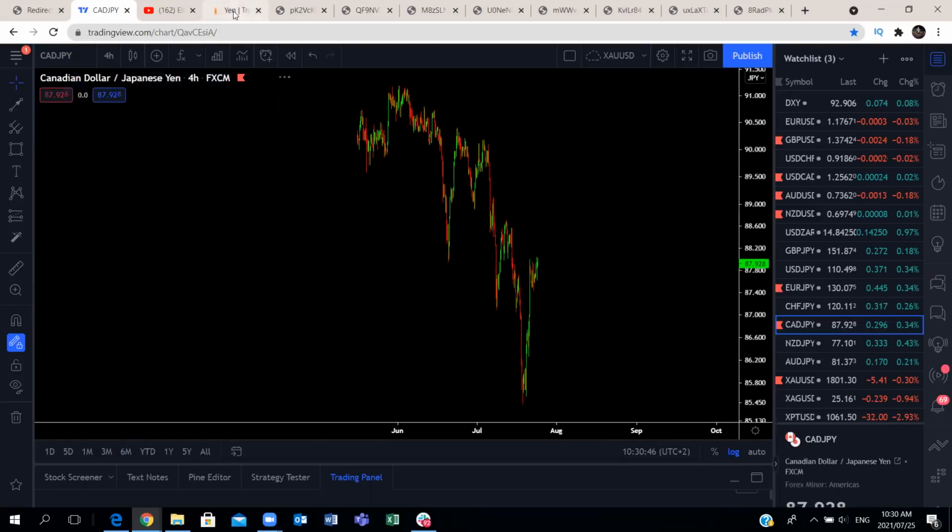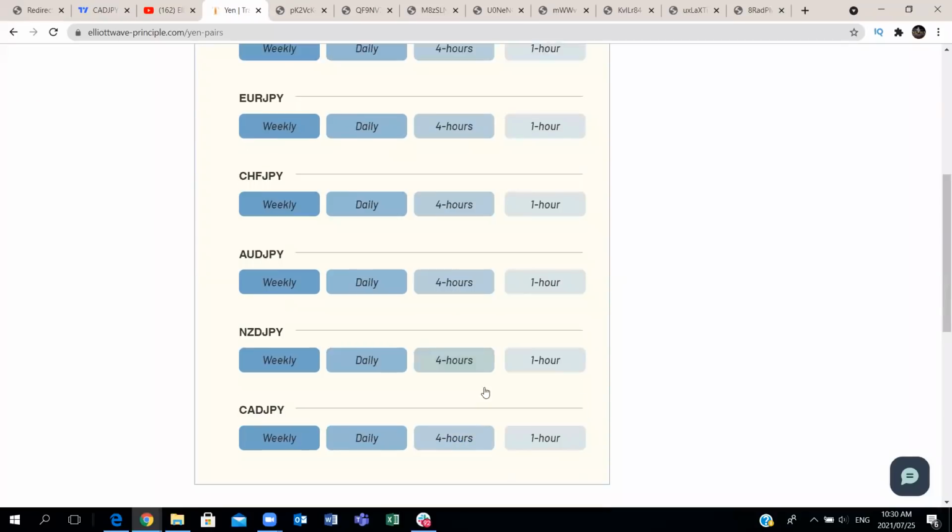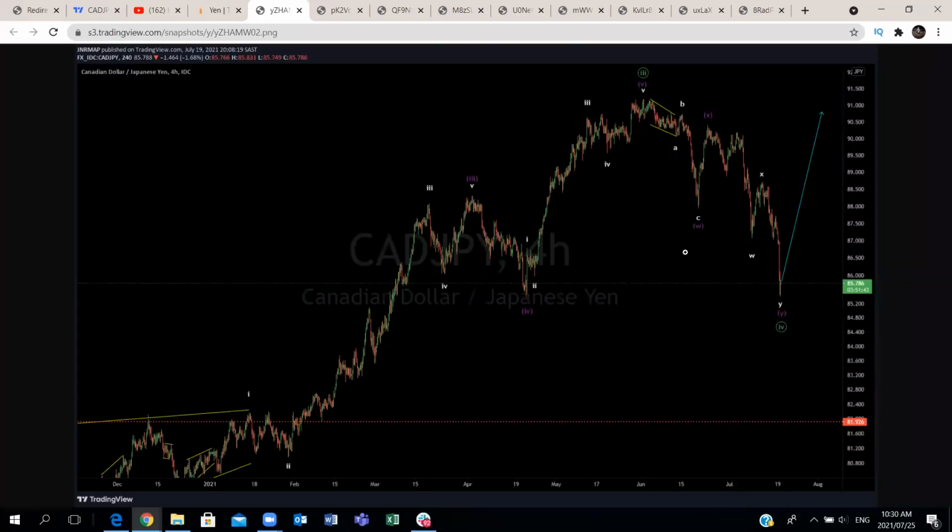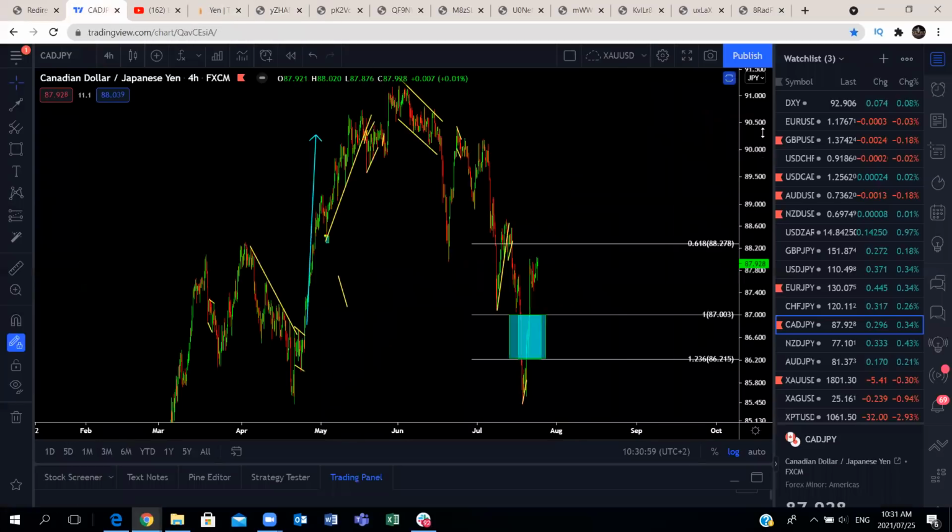CAD yen, you saw this one during trade recap. Let's have a look here on CAD yen. CAD yen right into the blue box, 1, 2, 3, and then looking for more upside. How does that play out? Let's go to CAD yen. This is where we are.